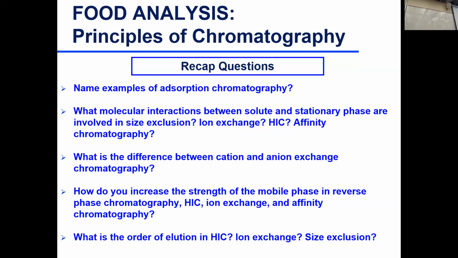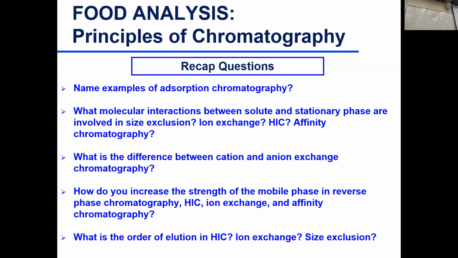In ion exchange, what would be the order of elution? In either case, whether it's positive or negative, the least ionized or the most ionized will come out first. The one that carries the least amount of charge or the one that carries the most amount of charge? Michael? The least. The least, okay. So the more ions, the more charge the molecule carries, the more valence the molecule has, the more interaction it will have with the column.